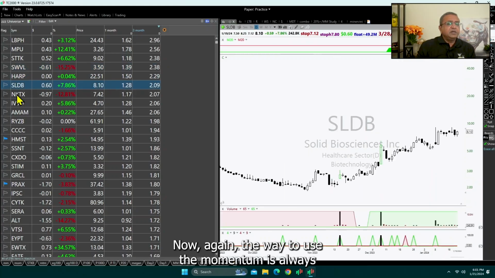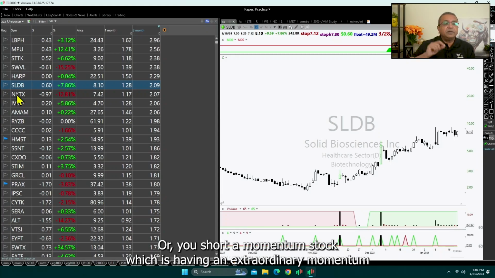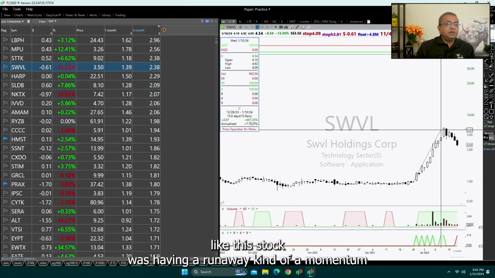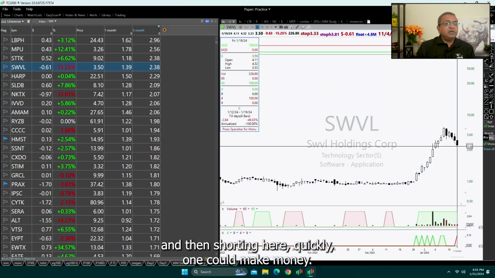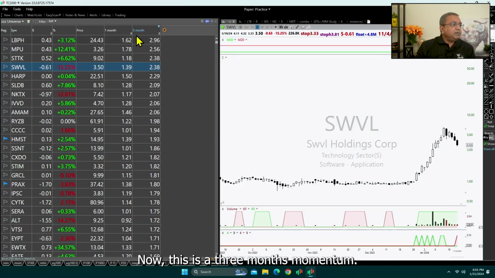Again, the way to use momentum is always to look for a momentum pause for entry, or you short a momentum stock which is having extraordinary momentum. Like this stock was having a runaway kind of momentum, and then by shorting here quickly one could make money. So those are the 2 or 3 ways in which momentum is used. Now this is a 3 months momentum.